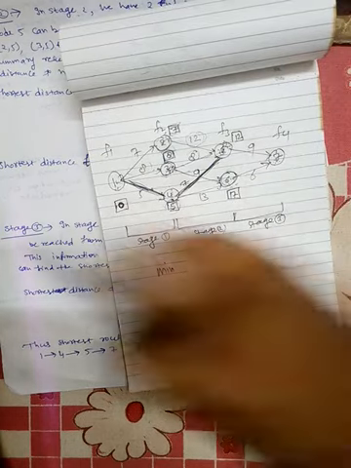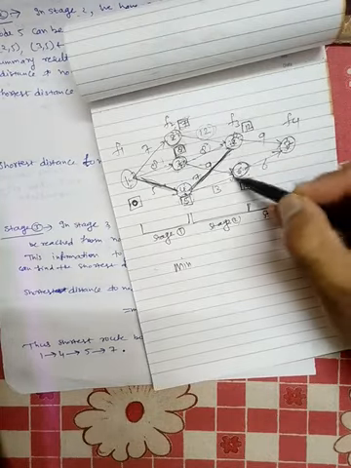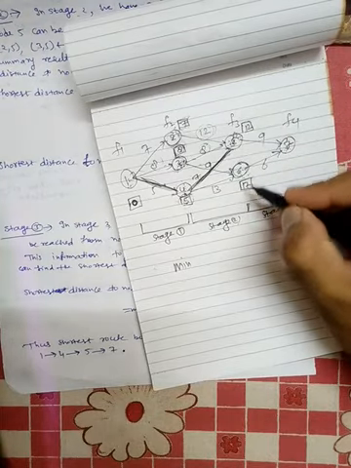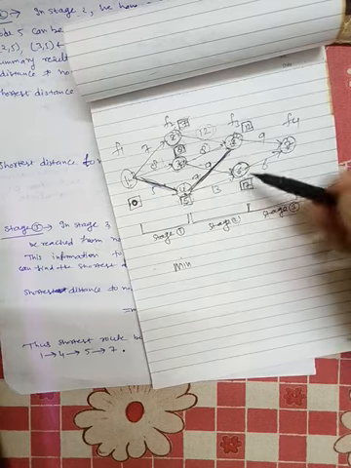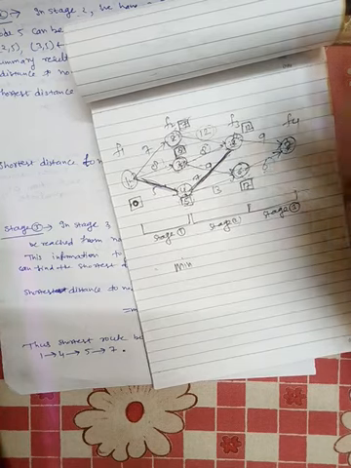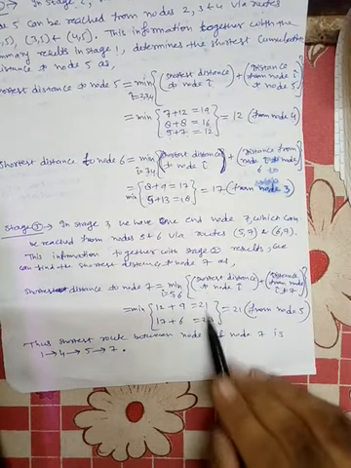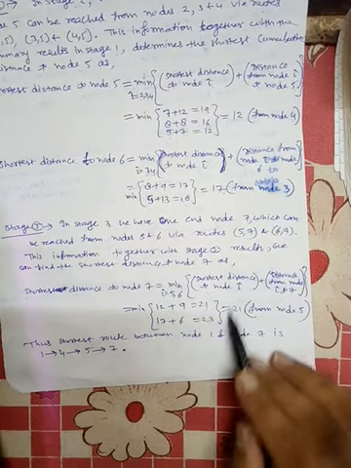So 12 plus 9 is 21. If you are selecting this node, the shortest distance up to 6 is 17 units, and from 6 to 7 the shortest distance is 6. So 17 plus 6 is 23. Now find out the minimum of these two. So 21.